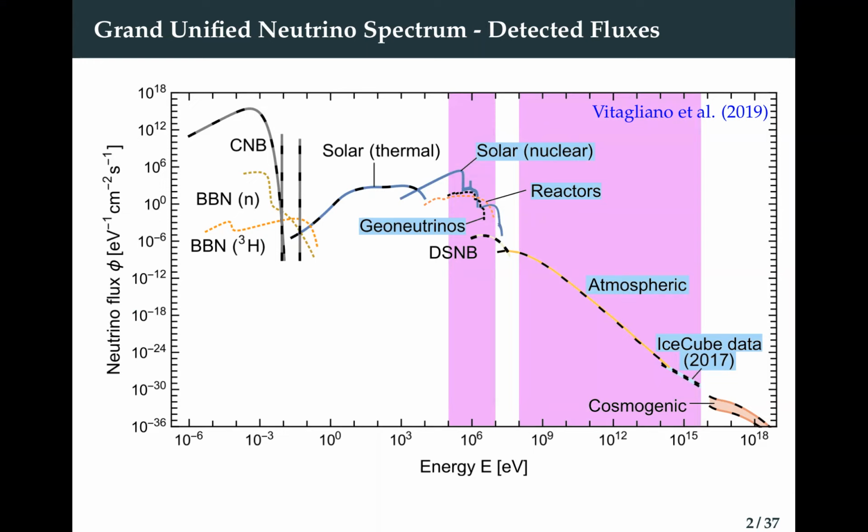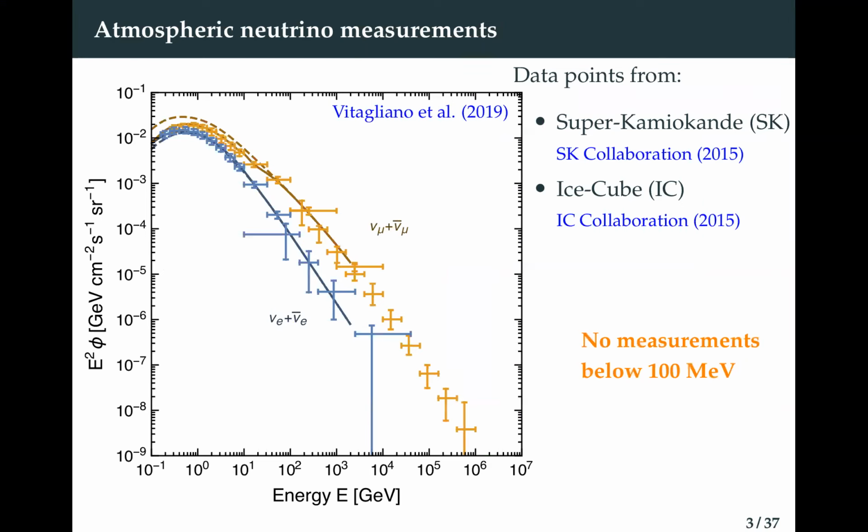So why are we so interested in detecting those neutrino fluxes? Well, with the higher energy atmospheric neutrinos and solar neutrinos, we found out that neutrinos do oscillate and they do have mass. So they are the only standard model particles with proven beyond the standard model physics. But there is more to that.